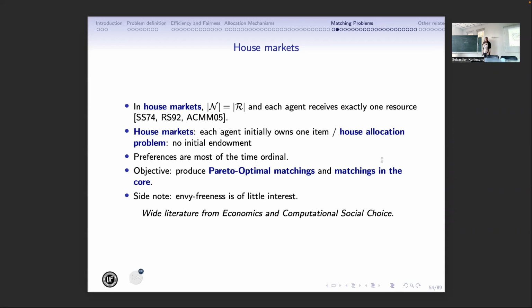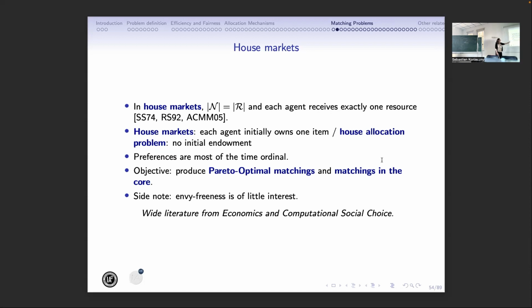Most of the time in this type of problem, preferences are ordinal. And if our objective is to find a Pareto optimal matching and a matching which is in the core, we can use TTC as explained before.